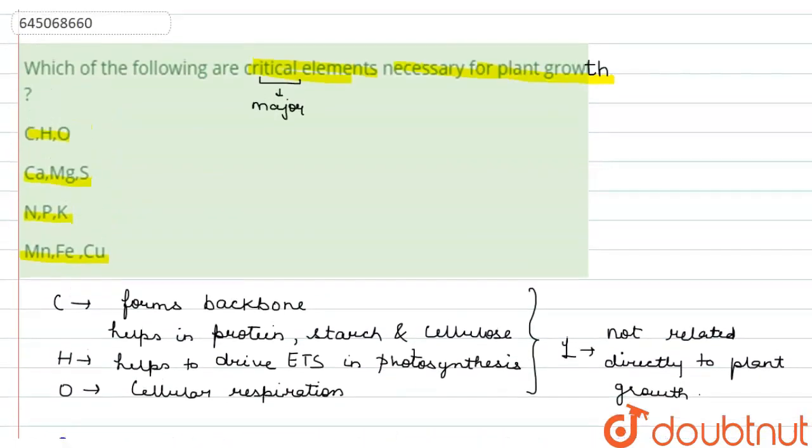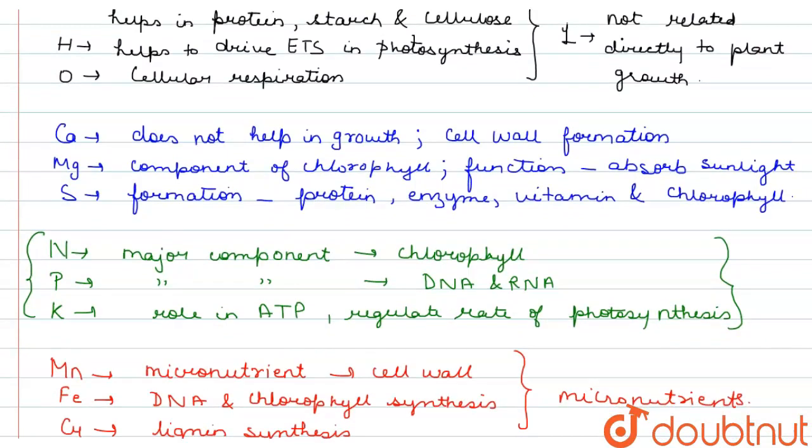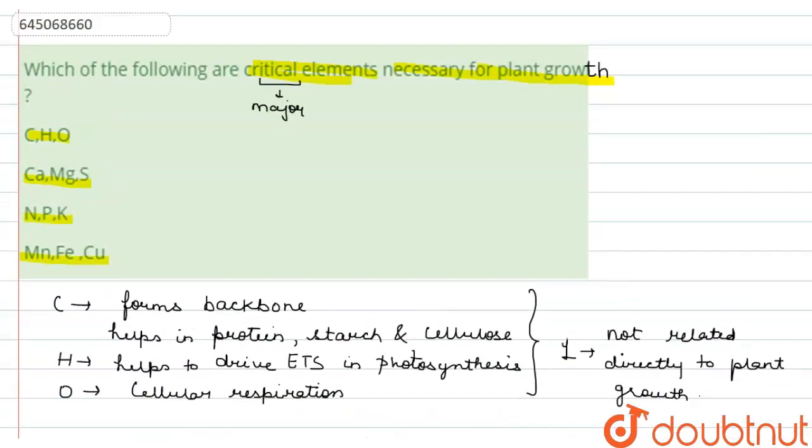So as we discussed, nitrogen, potassium and phosphorus are the elements that are necessary for plant growth. So that makes option number 3 the correct option over here. I hope I have solved the question.